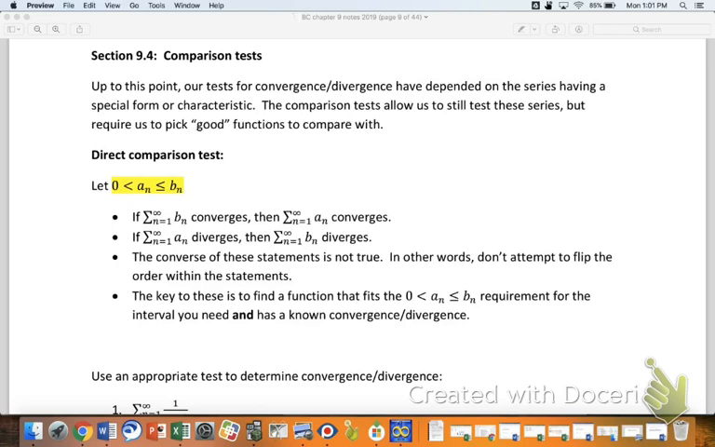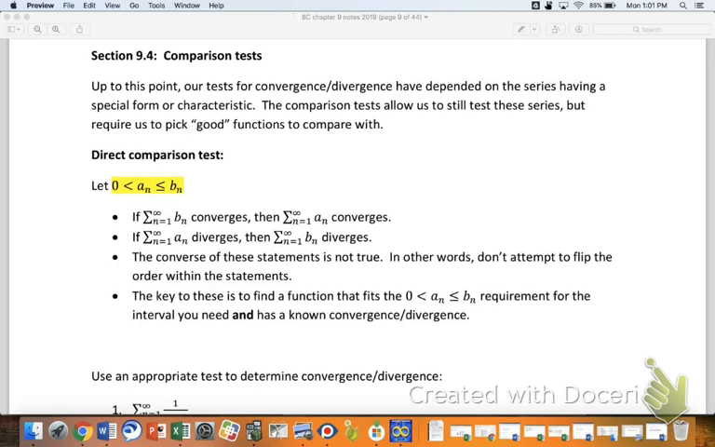Just a reminder what the direct comparison test is all about. Basically, it's a question of height, right? If you've got a function that's higher than another one, and if one or the other converges or diverges, you can make a judgment about what you're trying to figure out. I mentioned last time, sometimes it's tough to come up with something to pair with. Other times it's not that hard.